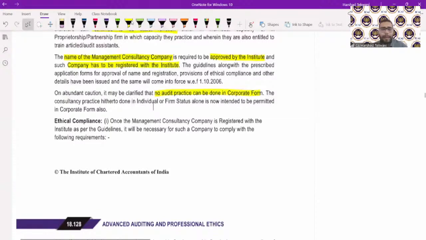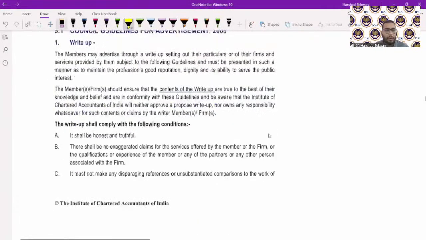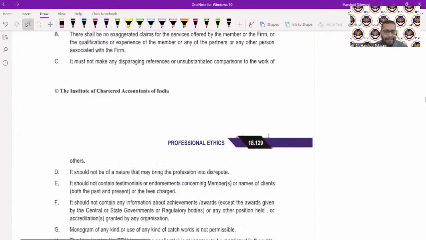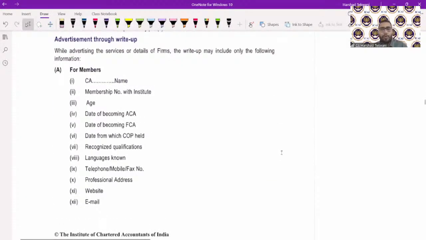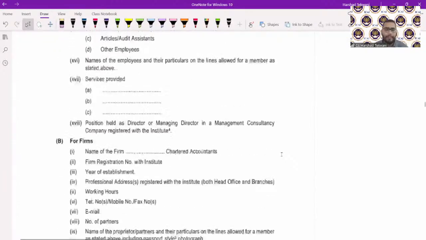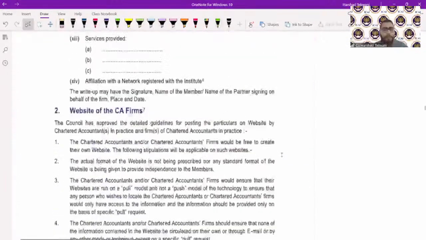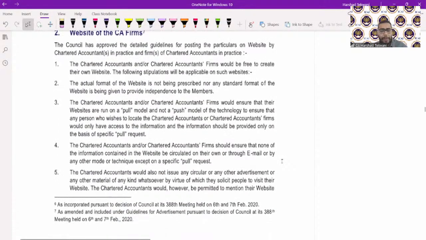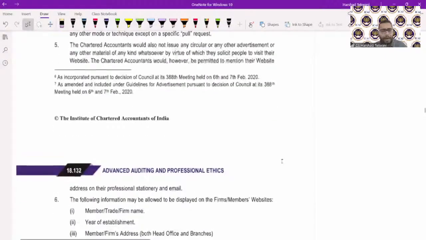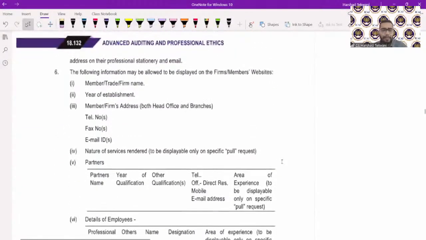Okay. Now we saw guidelines for the write-up. What should be the write-up? We saw when we were discussing that it should be honest, truthful. So these are already discussed. I'll not take up much time. We already discussed what should be the advertisement through write-ups and also in the clause itself. So that is fine. That is already done. Website, we also saw it should be on pull mode, not on push mode. How it should be, the name of the website, already discussed in the previous one. That is fine.